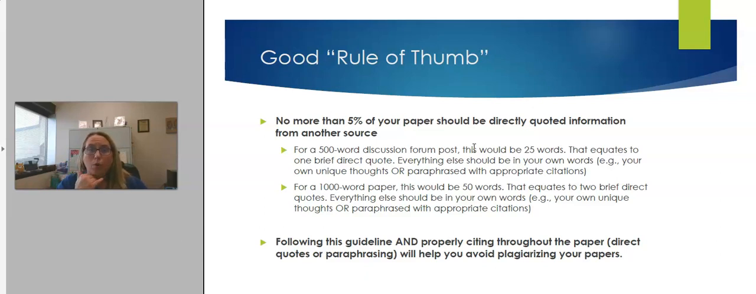For a longer, more formal paper, not a discussion forum, but something more formal, say a 1,000-word paper, then this would equate to 50 words. So that would be equivalent to brief word-for-word quotes throughout the entire paper, no more than that. Everything else needs to be paraphrased or your own unique thoughts or ideas. Also, always make sure that you are appropriately citing even paraphrased information. You have to cite. You have to have author and year. You don't have to have the page number unless you are putting something direct word for word.